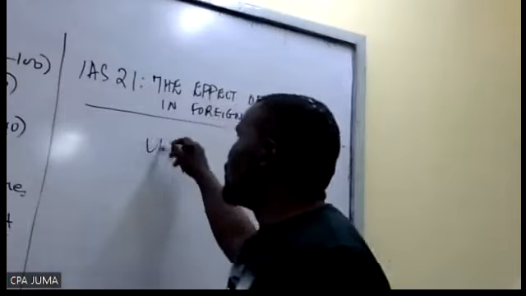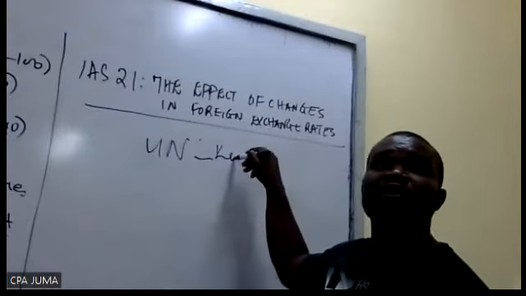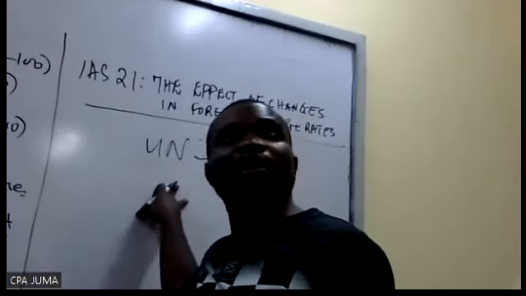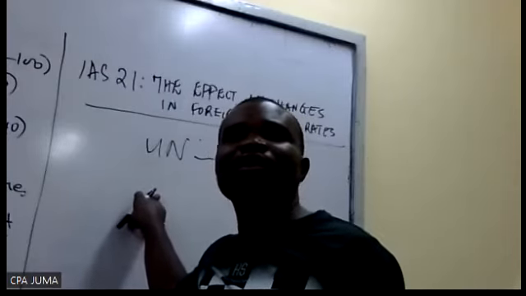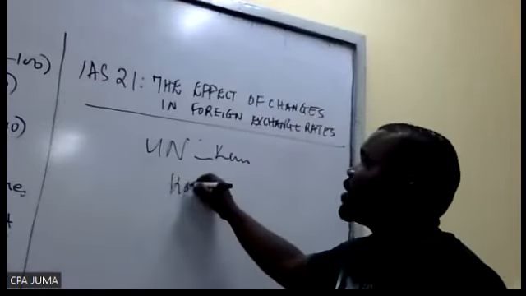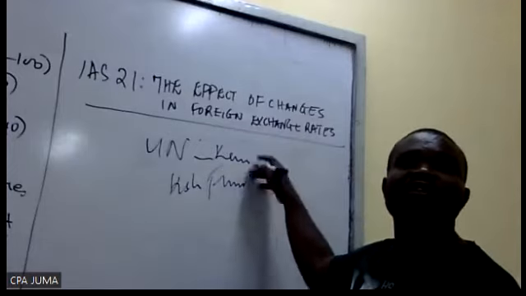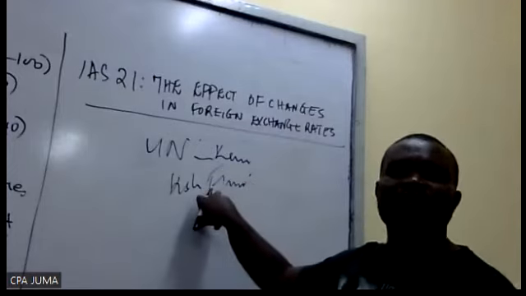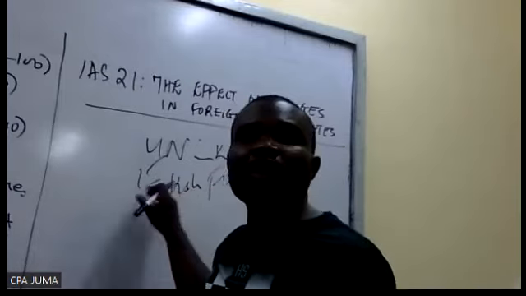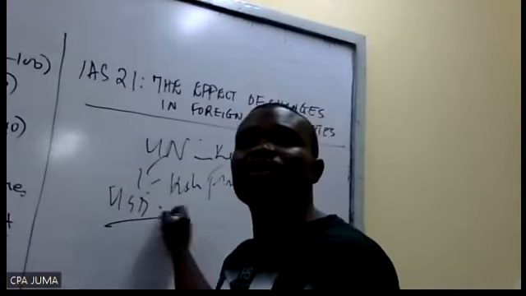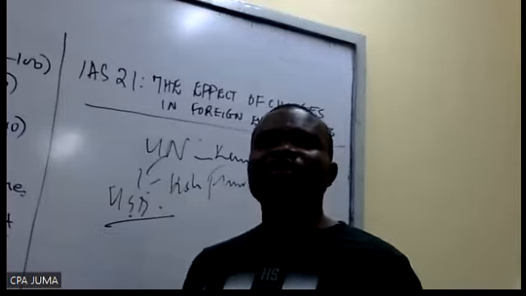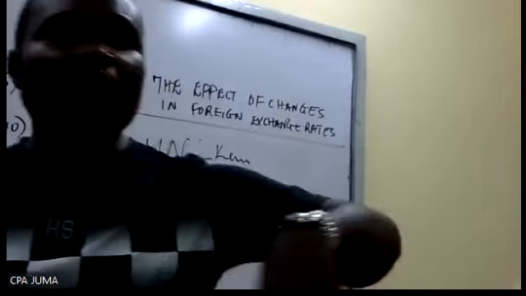Practical, we have UN in Kenya. So when they are transacting, when they are in Kenya, do they transact in dollars? No, so they buy in Kenya shillings. So Kenya shillings is their functional what? Currency. It's the currency of the economic environment from where they are operating. But when UN Kenya is preparing their books, do they prepare books in Kenya shillings? No, they will prepare in USD. So USD is their presentation currency. So what I'm measuring is different. So functional currency is the currency of where you are operating from.